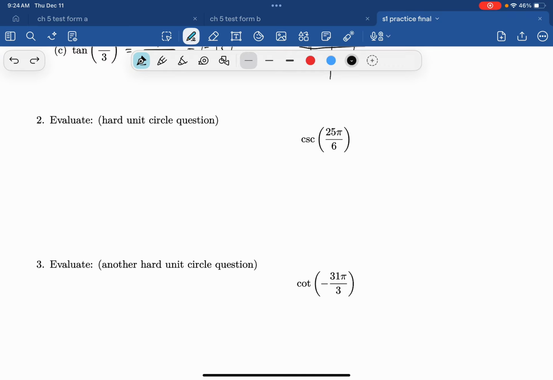It has to be 2 pi, okay? So you can only subtract 2 pi or 4 pi or 6 pi. You can't subtract pi or 3 pi or 5 pi. Those will not give you the right answer for sine, cosine, secant, and cosecant at least. So for 25 pi over 6, we're going to subtract 4 pi. That is 24 pi over 6, and so that's just going to give us pi over 6. So really this is equal to cosecant of pi over 6.